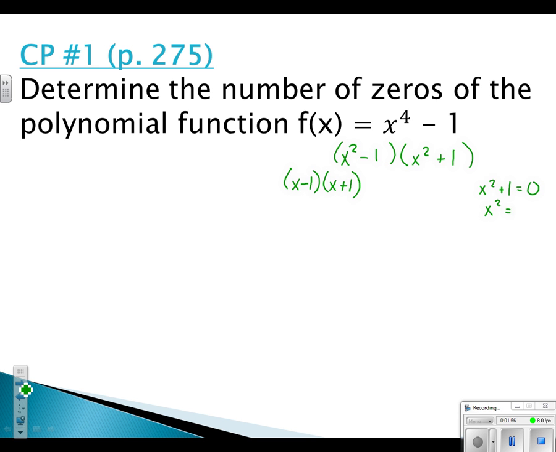We'll just do it algebraically. Now to unsquare my x squared, I'm going to take the roots of both sides. So x will equal plus or minus the square root of negative 1, which is plus or minus i. So my zeros end up being 1, negative 1, i, and negative i. And sure enough, you can see the 4 zeros for this function.